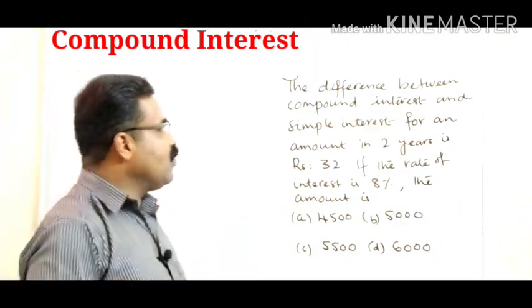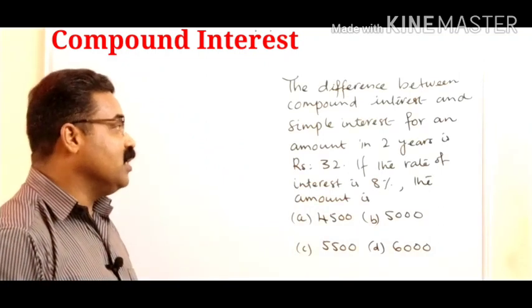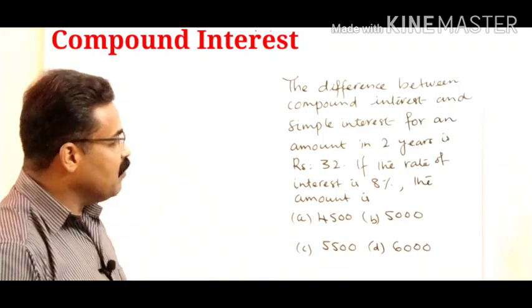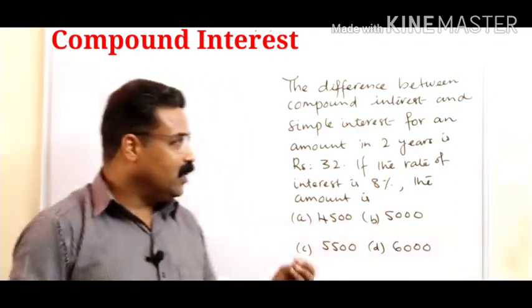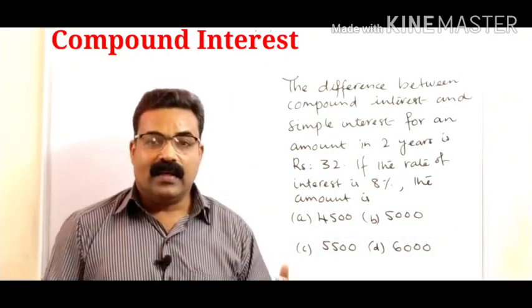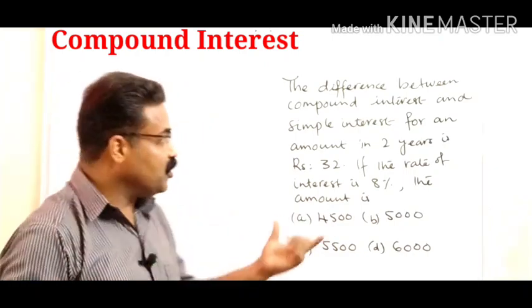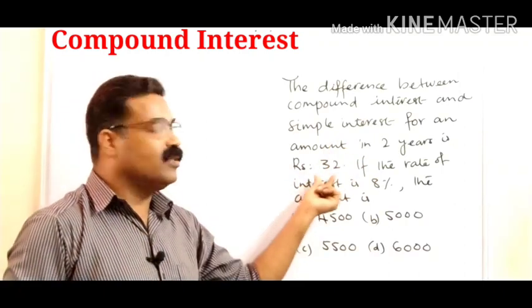The difference between compound interest and simple interest for an amount in 2 years is rupees 32. If the rate of interest is 8%, the amount is, here it's a different type of question. Actually this type of questions are coming in type 2 questions. I have included it here. Here we have to find out the amount from which the information is given. The difference between compound interest and simple interest is given 32.